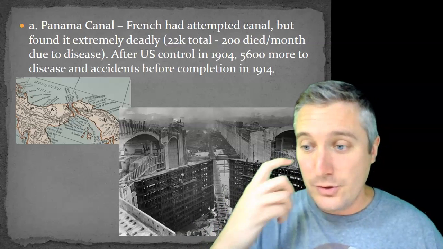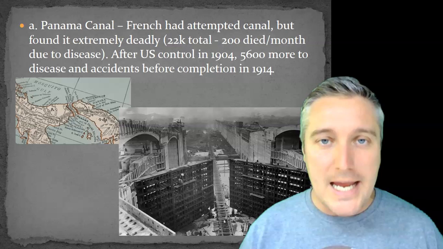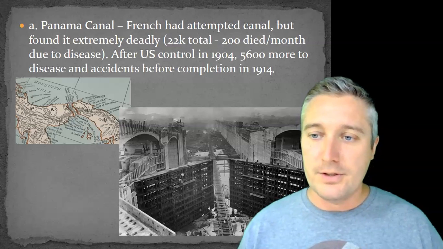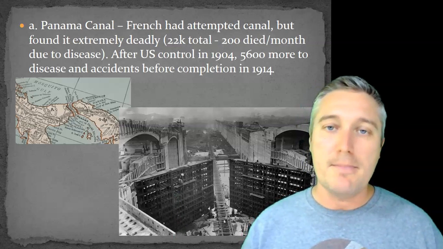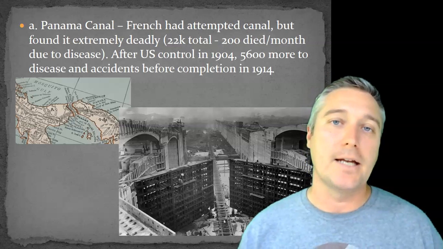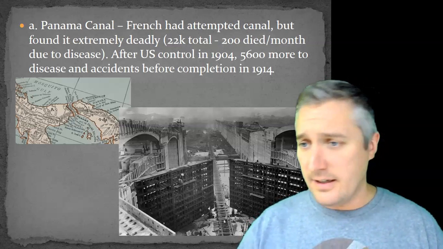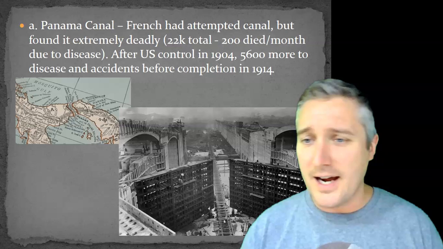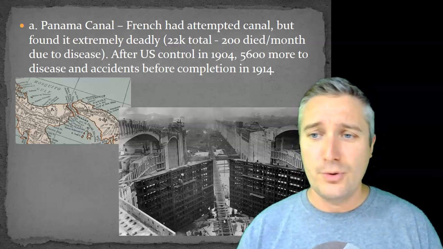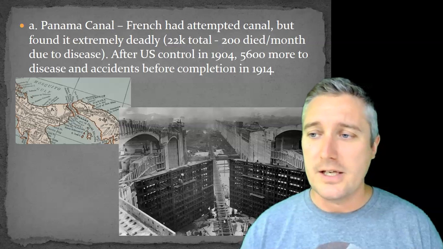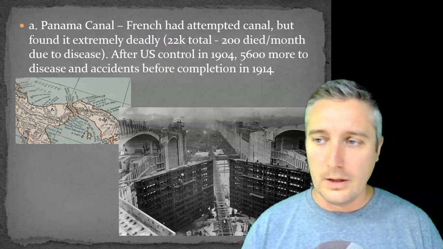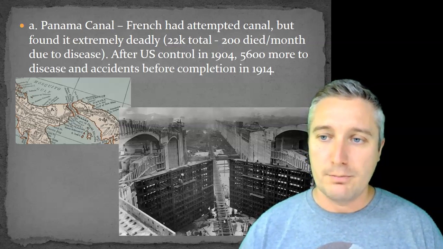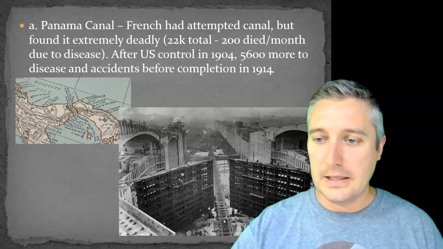The Panama Canal, I do want to just take a moment to recognize how much of an amazing engineering feat this was. There's a lot of negative in this unit, but there's definitely some positive. I mean, this is one of the most amazing structures ever built by man. And like you can see there in the statistics, you had early on 22,000 ended up dying trying to create this. About 200 were dying per month due to disease. We took control of it in 1904, began working on it, and you had another 5,000 that would die before its completion in 1914, the first year of World War I.